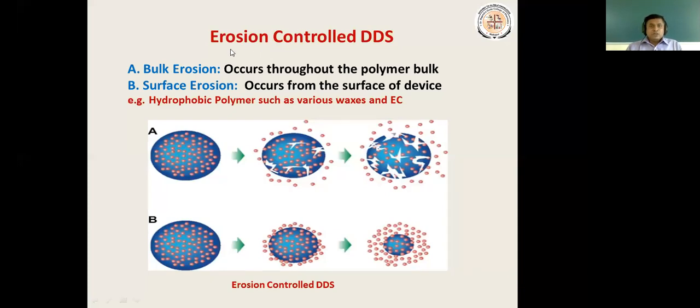This erosion may occur due to osmotic pressure. It may also take place due to chemical reactions such as hydrolysis, or due to enzymatic degradation. This erosion is also categorized into two types: one is called bulk erosion, and the second is called surface erosion.